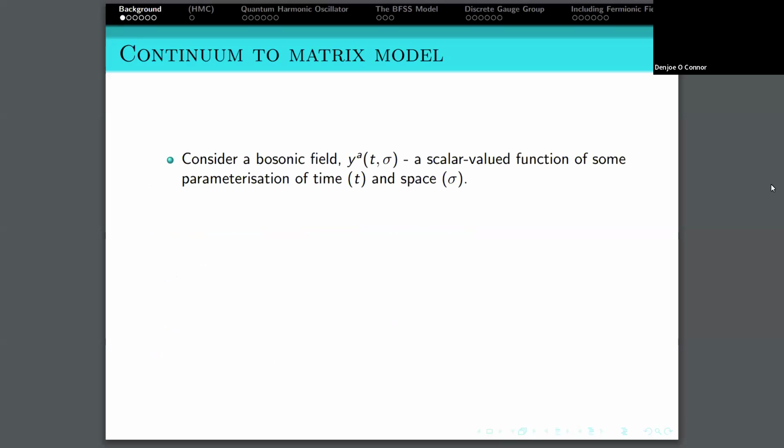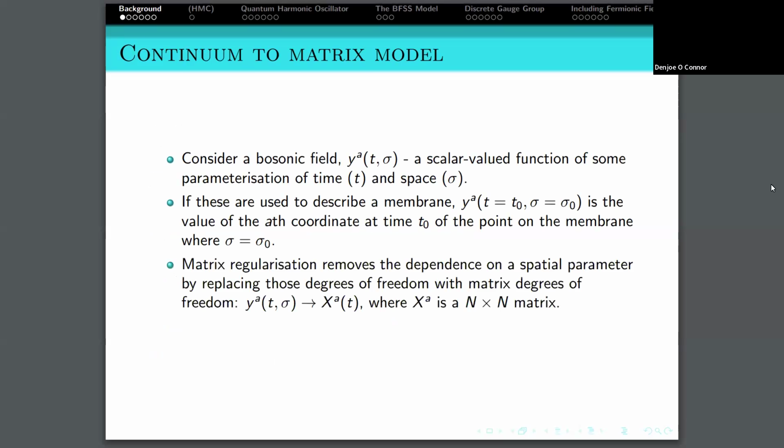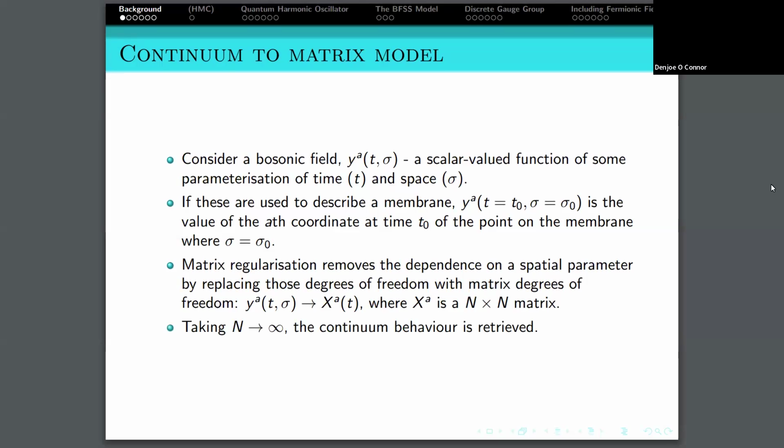So if we start off by considering a bosonic field, it's just a scalar valued function of some characterization of time and space. You can use this to describe a membrane, so this would be the value of the eighth coordinate at time t0, the point on the membrane where sigma is 0. So matrix regularization is a way to swap dependence on spatial parameters, because you effectively swap spatial degrees of freedom for matrix degrees of freedom. So we can go from X depending on time and space, to X depending on time, where X is an N by N matrix. And then if we take N towards infinity, we get the continuum again.